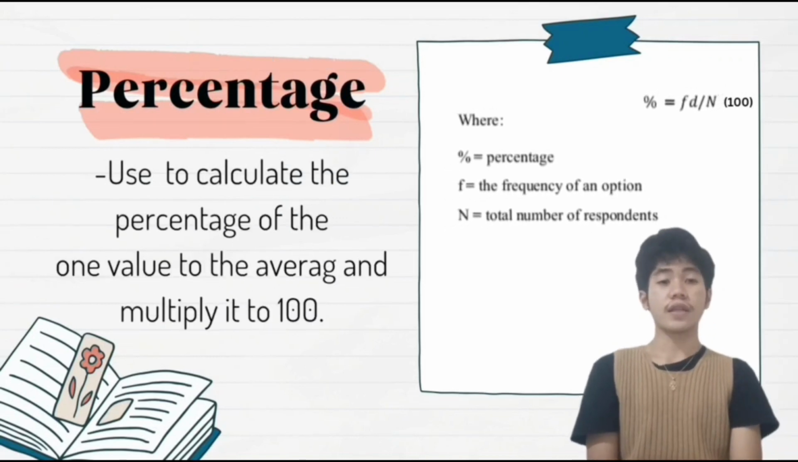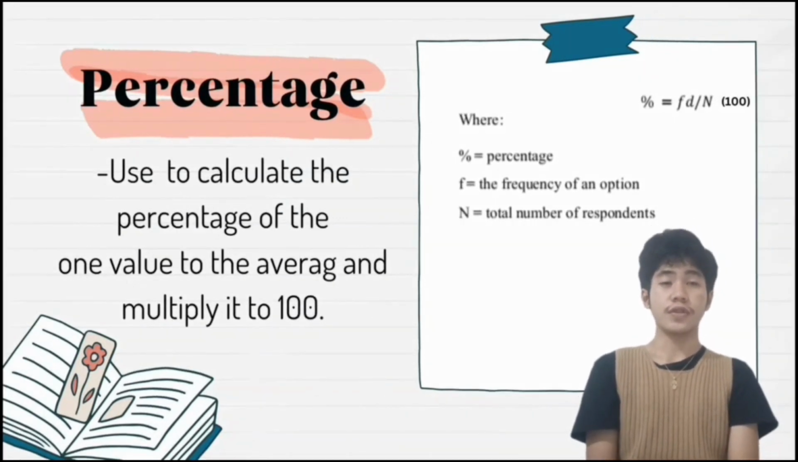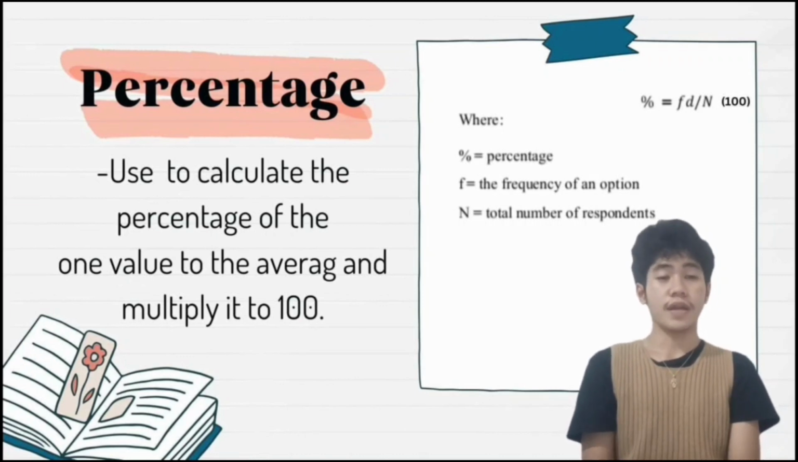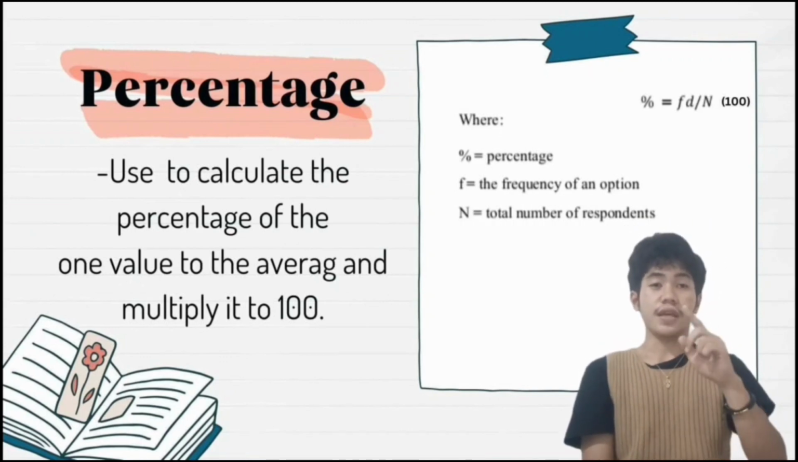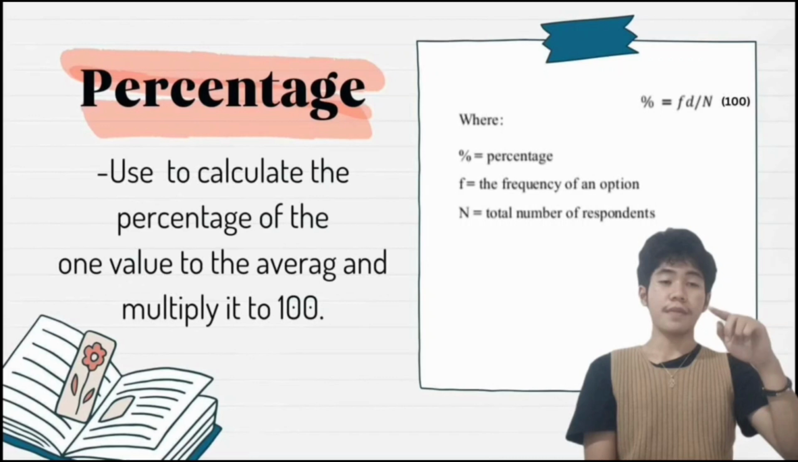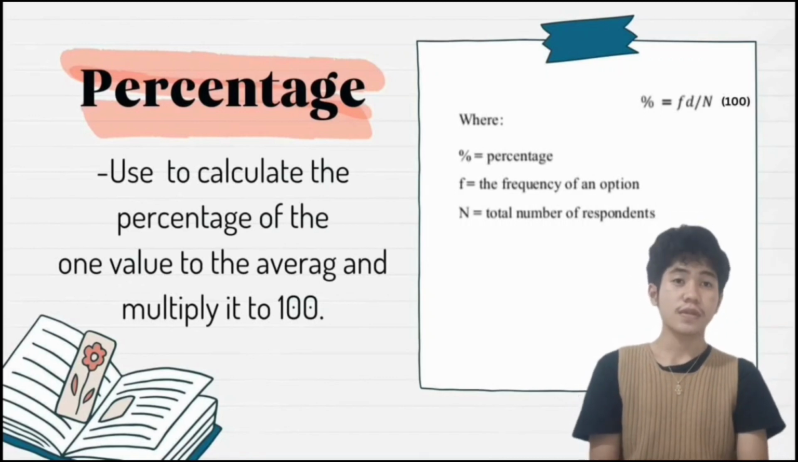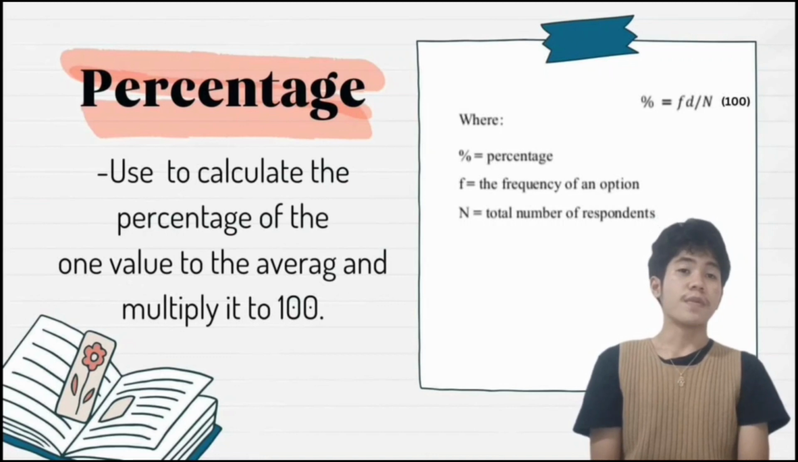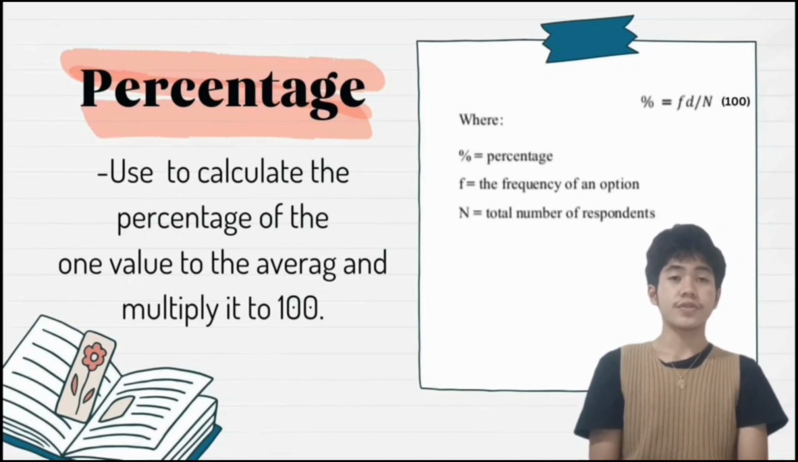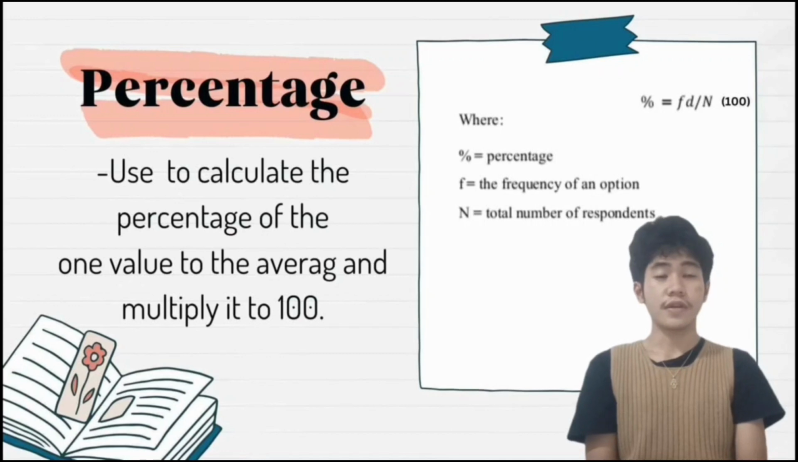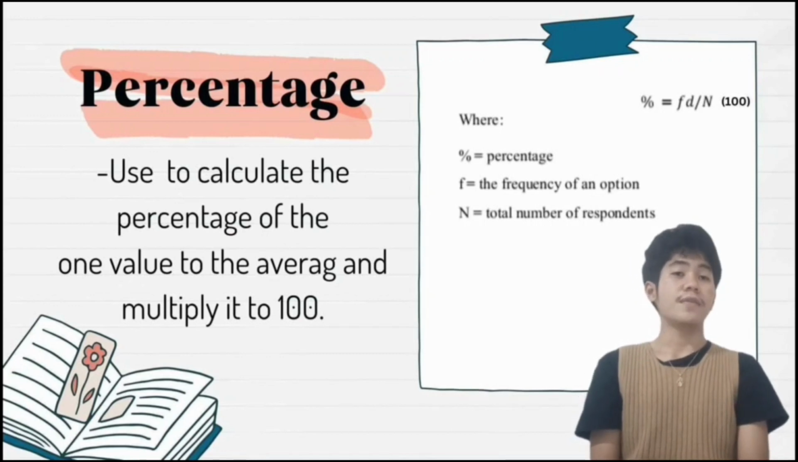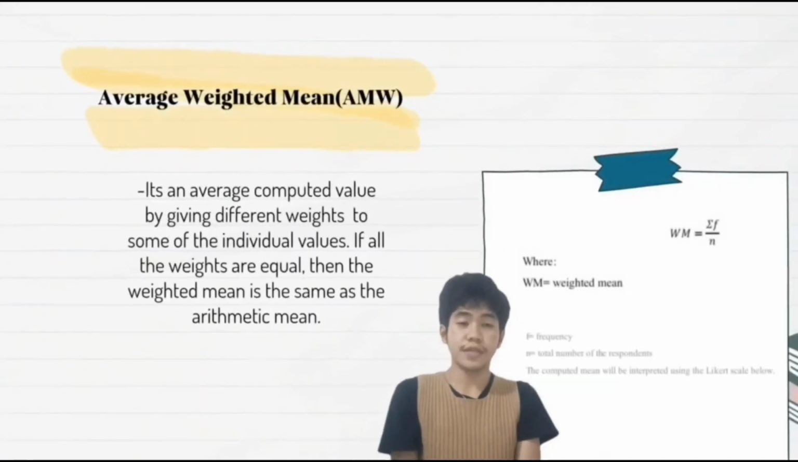Percentage is used to calculate the percentage of one value to the average and multiply it by 100. The formula of the percentage is percentage equals F divided by N times 100. For further understanding, percentage is used to review or compare the results and the progress. For example, if 4 out of 10 respondents got the 8 score, it means there are 40% of the percentage.